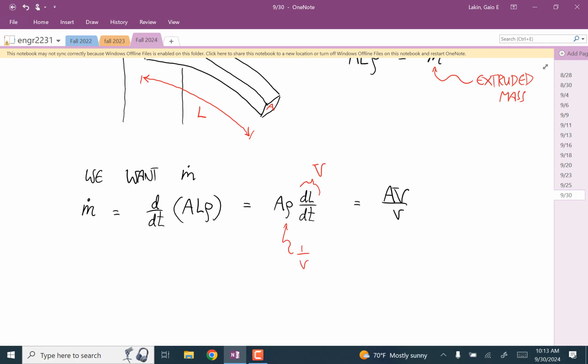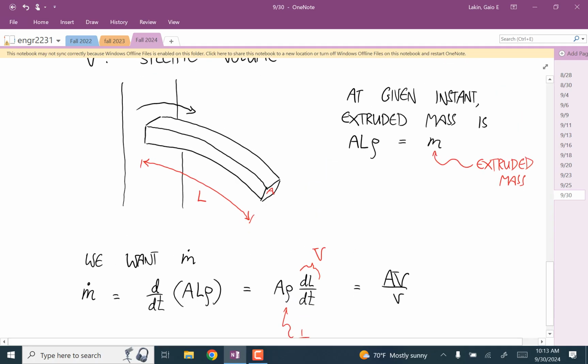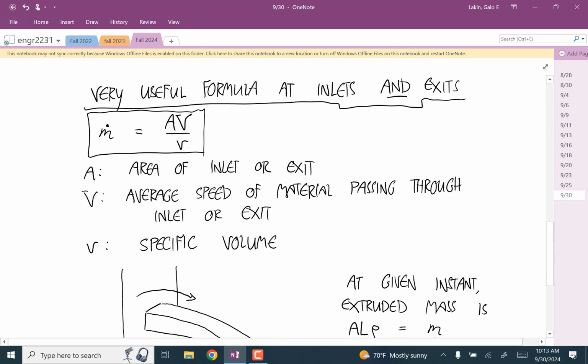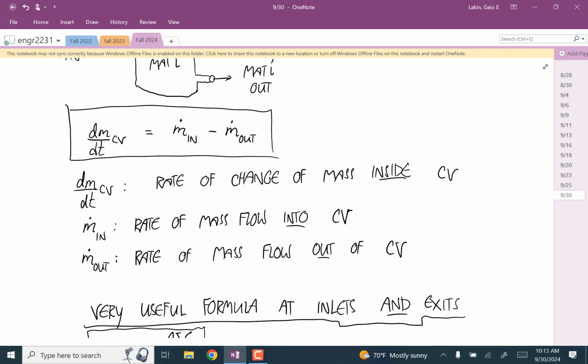So in this example, you're just concerned with the outlet going out or the inlet going in? Yeah, right. You do it the exact same way, but it's important whether the material is coming in or leaving. But you could use this approach in the conservation of mass equation to calculate m dot in or m dot out.